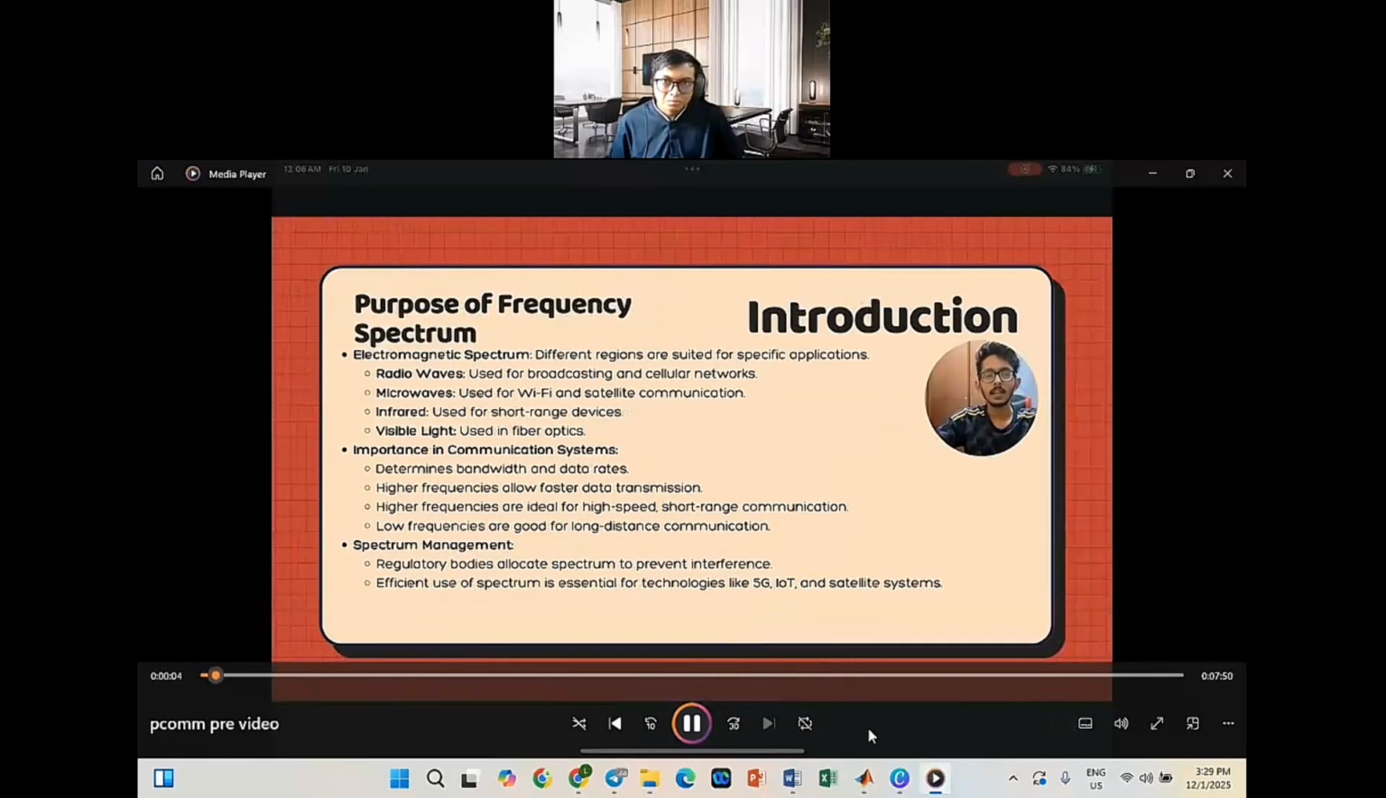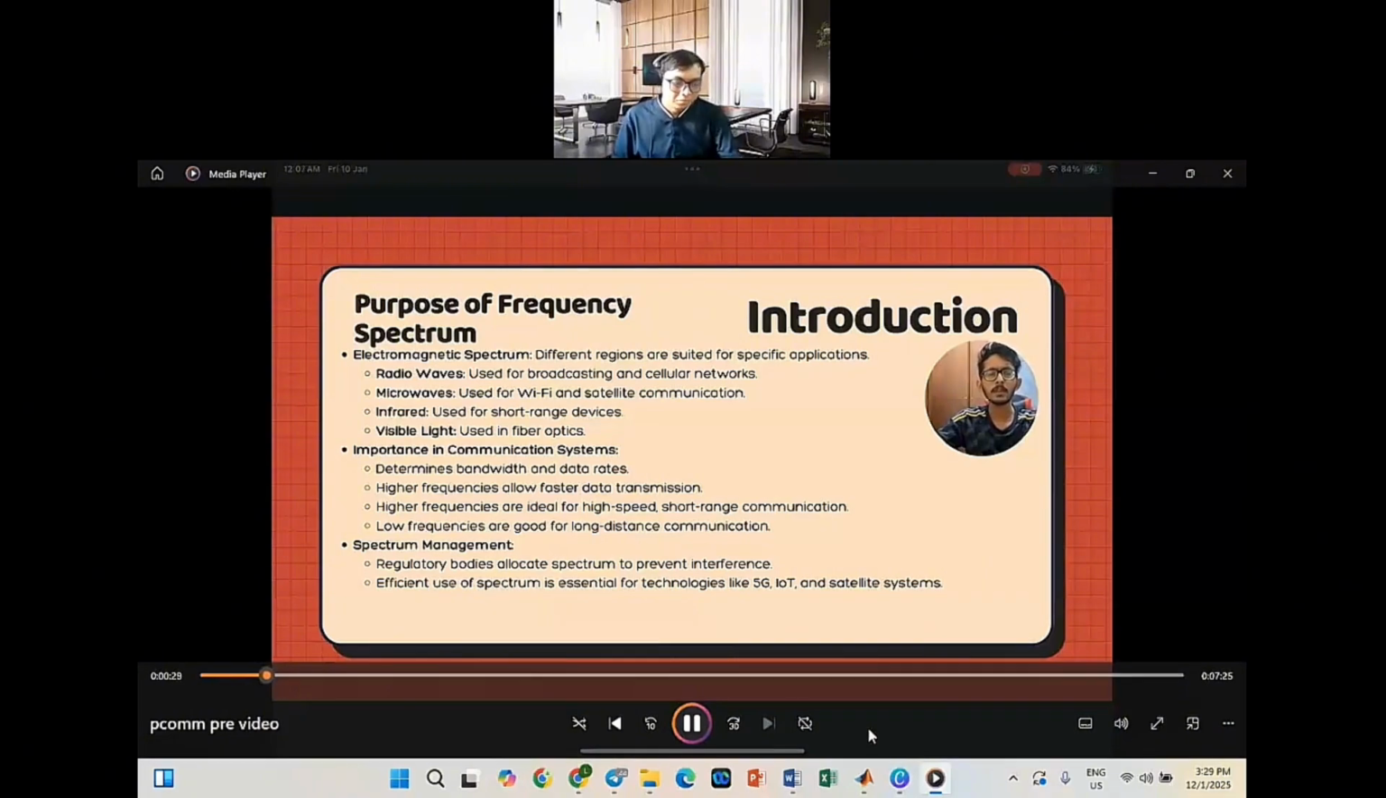Let's start by understanding the purpose of the frequency spectrum. It's the range of electromagnetic waves that powers nearly all forms of communication, from radio and Wi-Fi to fiber optics. Radio waves are usually for broadcasting and cellular networks. Microwaves enable Wi-Fi and satellite communications. Infrared supports short-range devices like remotes. And finally, visible light forms the basis of fiber optics.